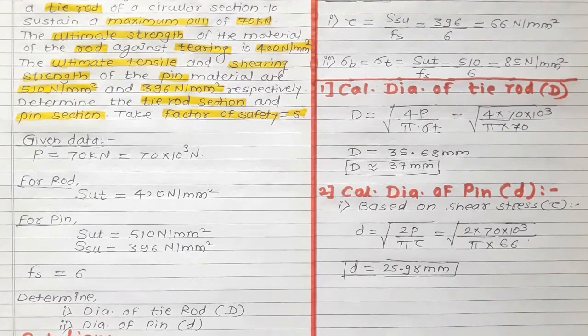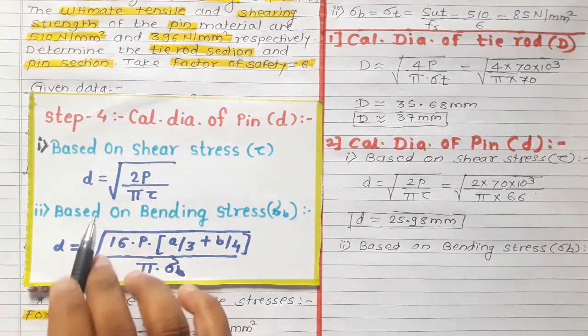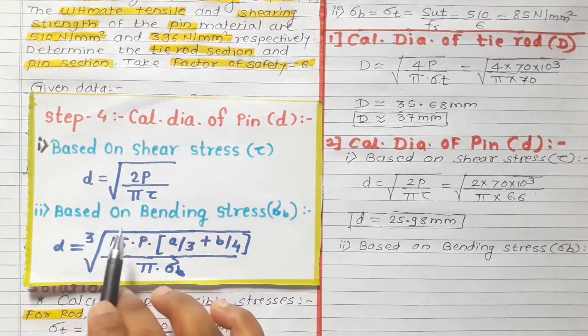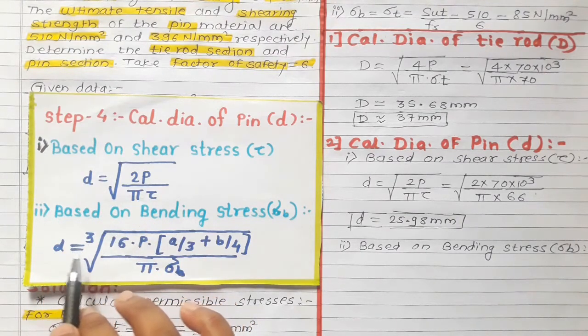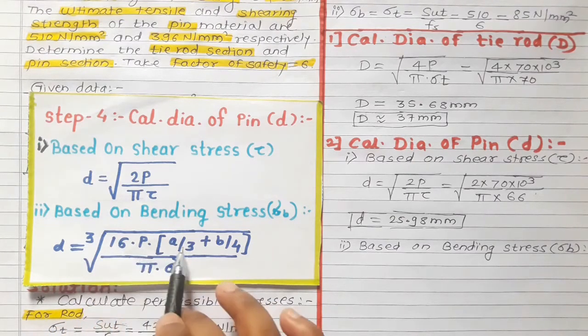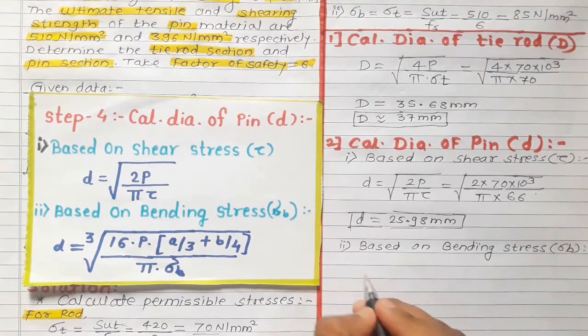Now let us calculate the diameter of the pin based on bending stress. To find the diameter of the pin based on bending stress, that is sigma b, we can refer to equation number 2 of step number 4 of the design procedure of knuckle joint. This second equation is small d equal to the cube root of 16 into P into (a by 3 plus b by 4) upon pi into sigma b. So let us write this equation here.